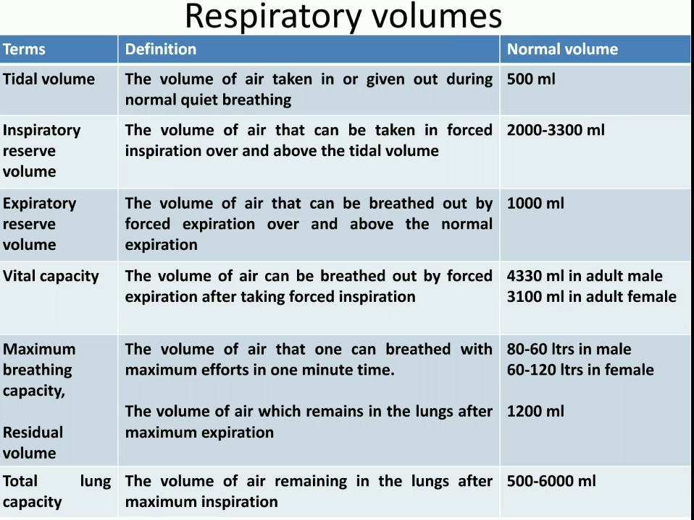Last definition, total lung capacity, the volume of air in the lungs after maximum inspiration. Here we used to have a forced inspiration, and after that the total lung capacity will be calculated. The normal range will be 5000 ml to 6000 ml. These are all reference values or ranges that can be seen in a normal individual. They may vary with the person's physical activity as well as physical condition.